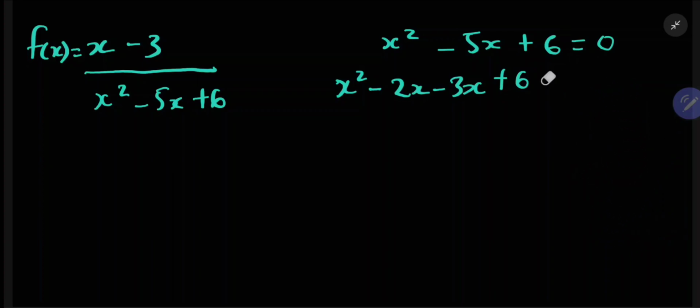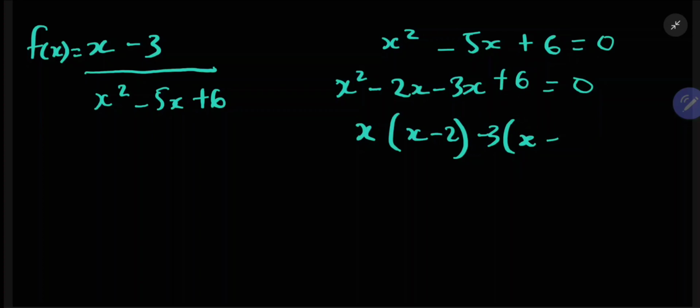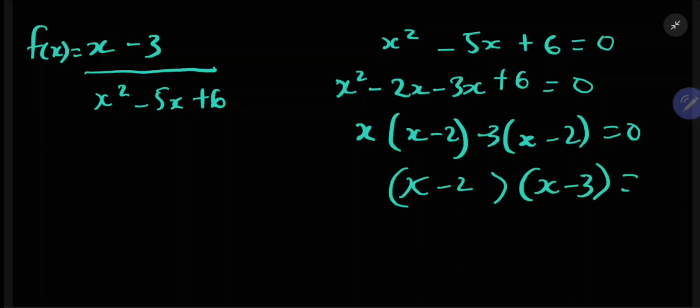Okay. And all this equals 0. So you try factorizing now. For these two terms, you have x. A common factor is x, and that leaves us with x minus 2. And for these two terms, you can use minus 3 as the common factor. When minus 3 divides this, you have x minus 2 equals 0. So that means you have x minus 2 and x minus 3 equals 0.